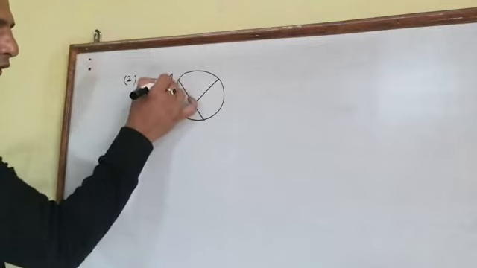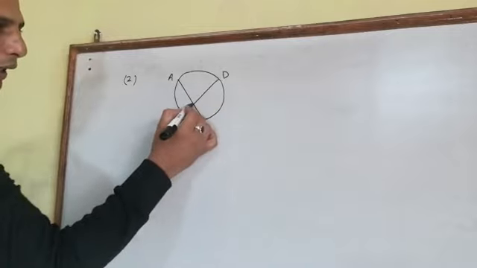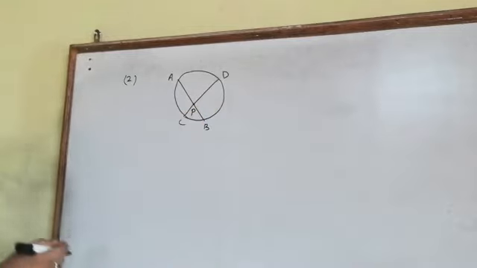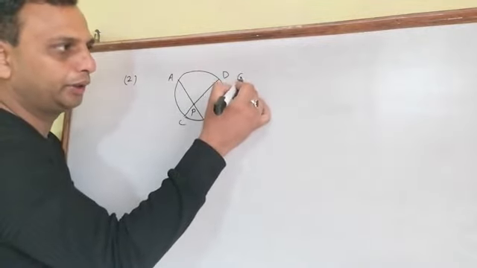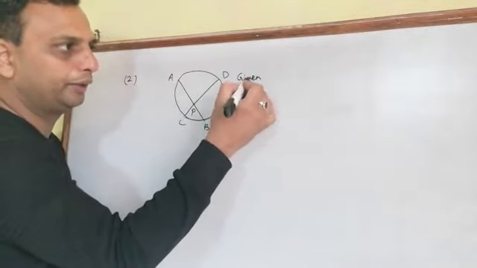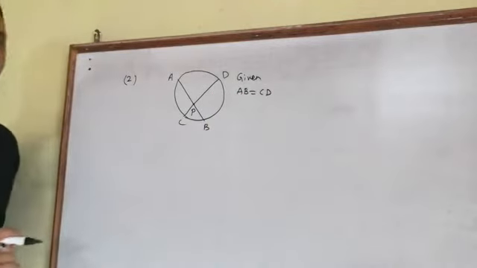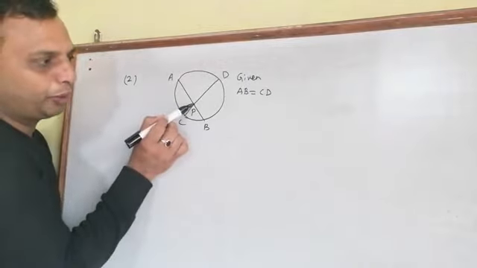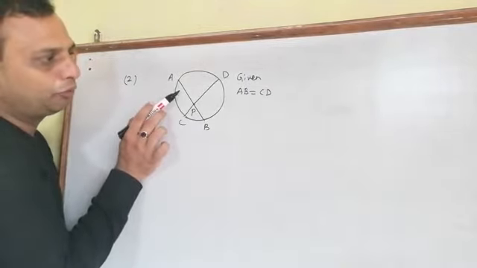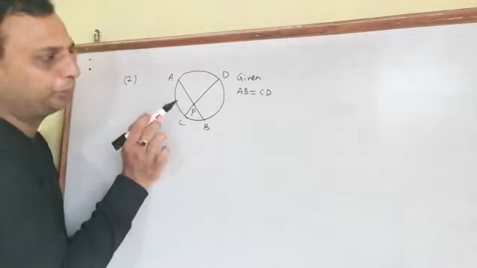Suppose this AB is one chord, CD is another chord, and they meet at the point P, and the chords are given equal. According to the question, AB is equal to CD. And then what we have to prove? If two chords are equal, the chord is divided at which point? P. So one part of the chord is equal to the other part of the chord. This we are supposed to prove.